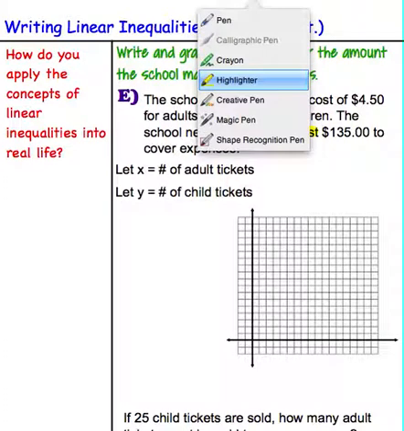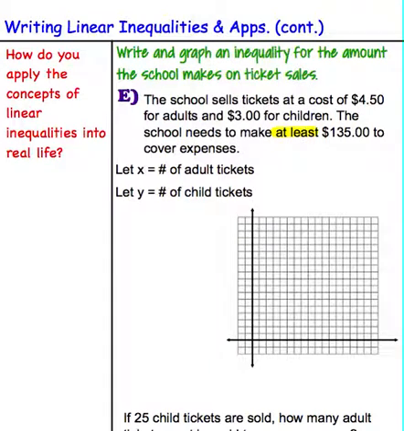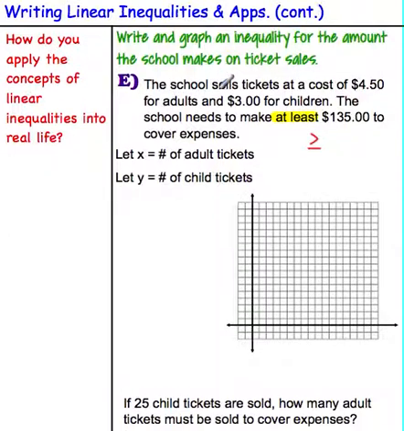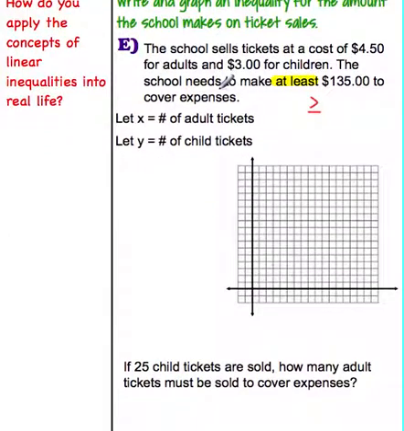At least simply means that we need to make that as a minimum, which means we're going to have a greater than or equal to symbol, because they can make $135 and be okay, but if we make more, that's even better. So first we need to write the inequality.